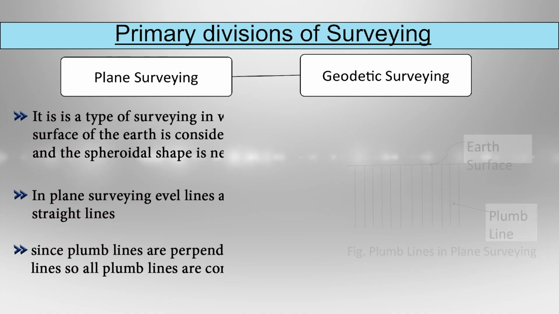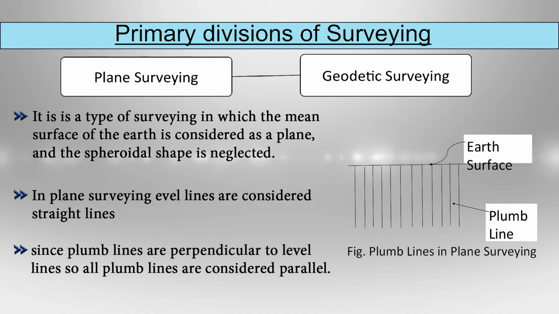But generally what happens? We deal with a very small portion of the earth. When we go for surveying in a city or in a colony or in a village, that is a very small portion of the earth. Therefore, neglecting its curvature in that particular area does not hamper the accuracy of measurement significantly.